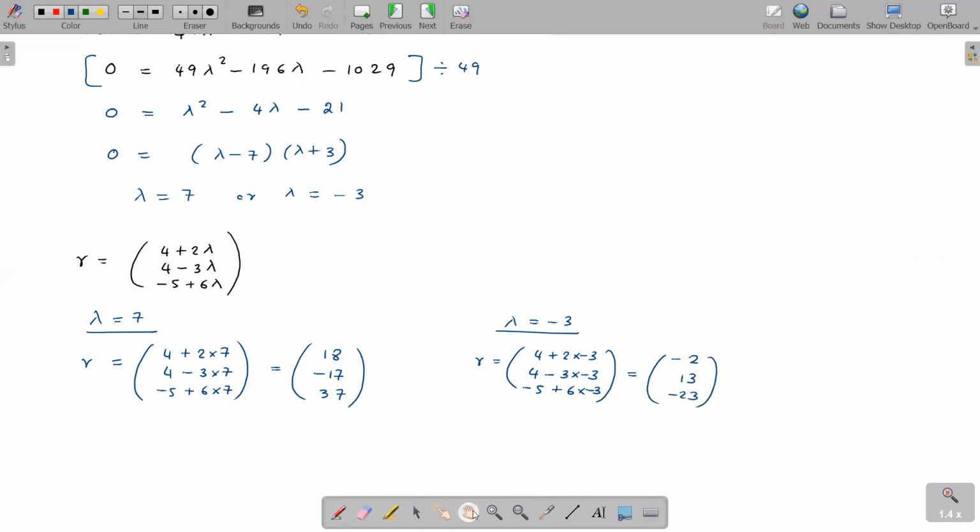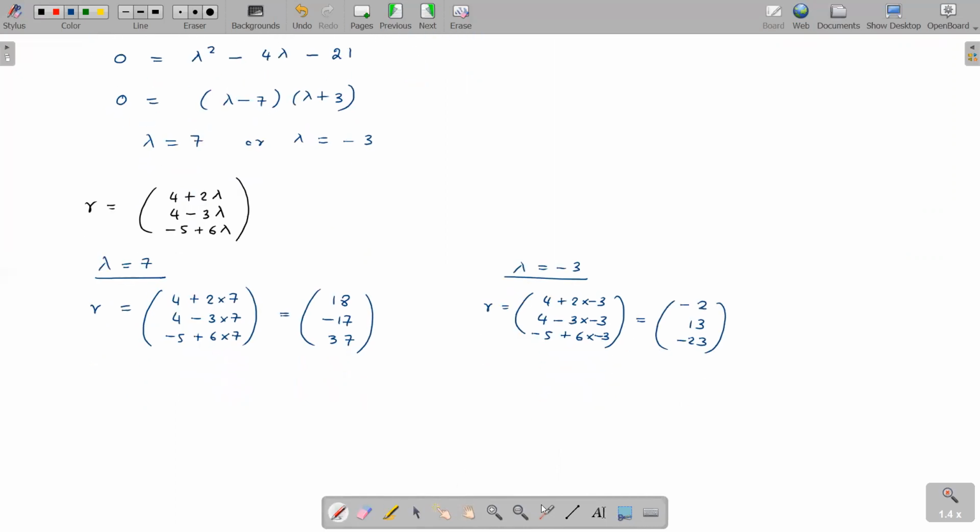So now they ask very clearly who is P and who is Q. They have told you the x coordinate of P is higher. So who is P? You can see the x coordinate of the first one is 18, the other one is minus 2. So the x coordinate of P is higher. They have said it in the question. Therefore, the P coordinate is 18, minus 17 and 37, and the Q coordinate is minus 2, 13, minus 23.